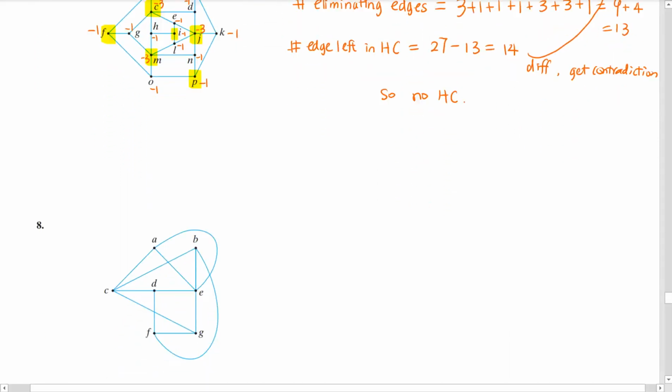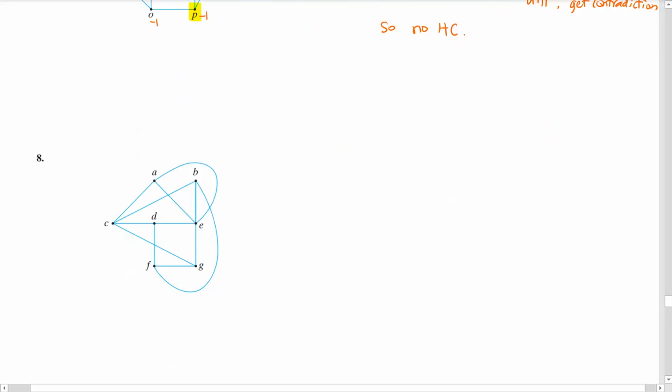Let's do one more example. Again, please try it first. It's on your homework. Okay, so pause it and try it. Are you ready? Then continue to play the video. Let's check our answer. You can see in this picture, we don't have vertices with degree 2. So that's why we need method 2.